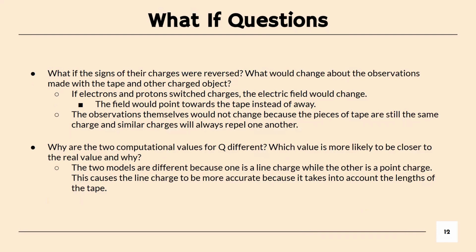Why are the two computational models' values for Q different? Which value is more likely to be closer to the real value and why? The two models are different because one is a line charge while the other is a point charge. This causes the line charge to be more accurate because it takes into account the length of the tape. This means that the Q value for the line charge will be more accurate because it more accurately represents what happened in real life, because we used a piece of tape instead of just a square of tape.